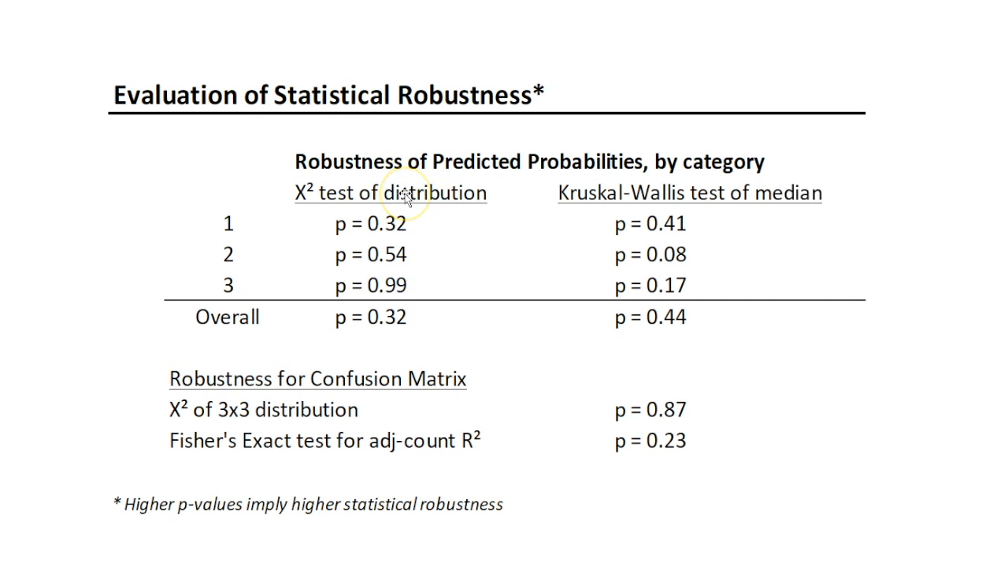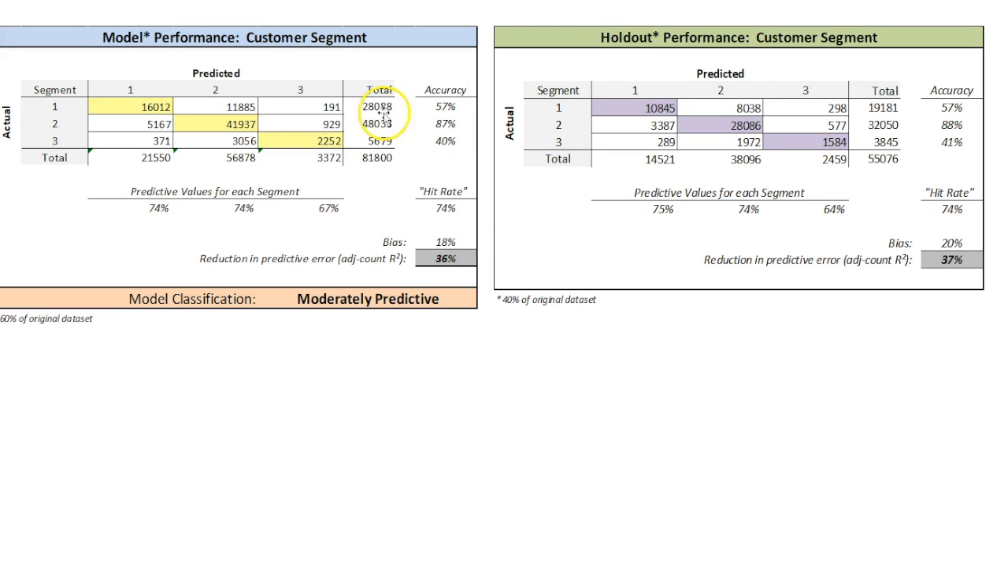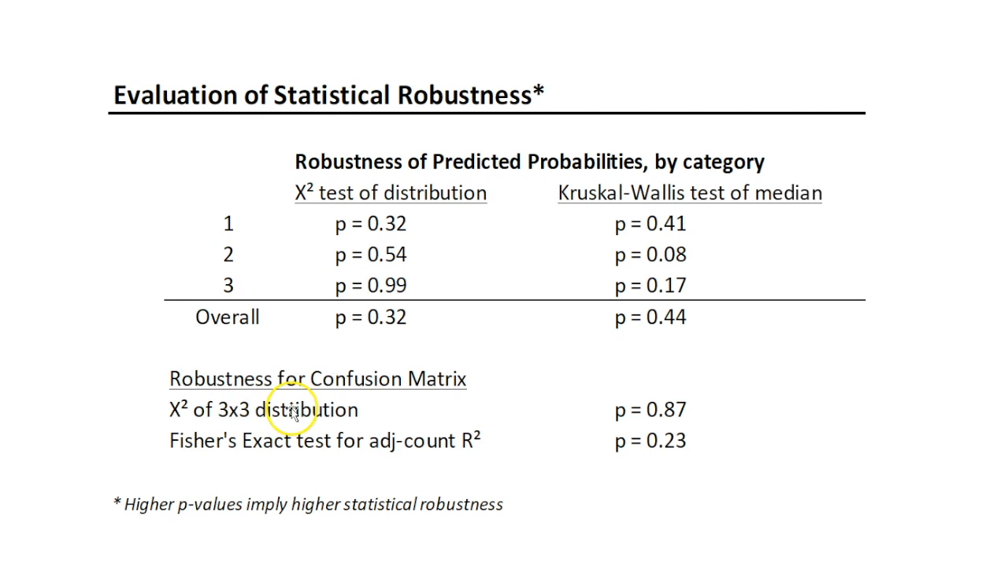So based on the mean and standard deviation of the variance and the median, you can run these different tests here. What we can also do for essentially just the categorical predictions is run a chi-square test on the distribution itself and a comparison of the adjusted count R-squares.